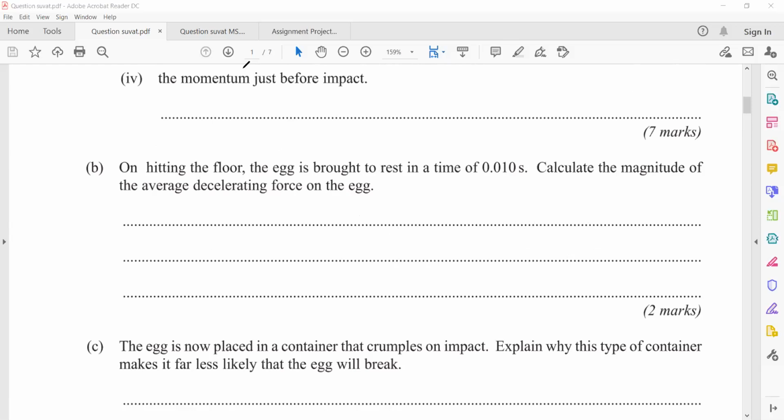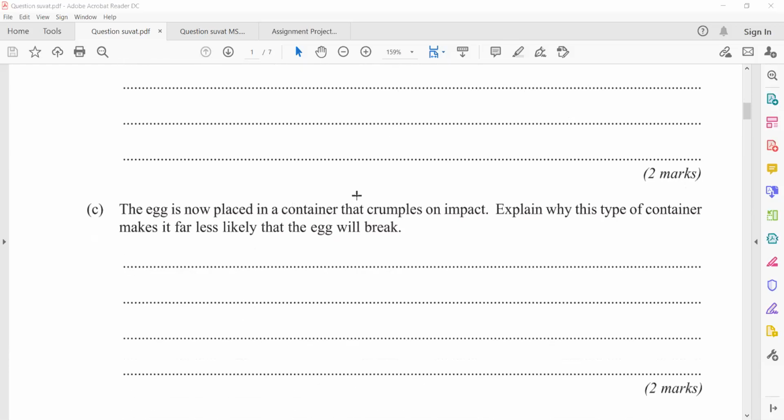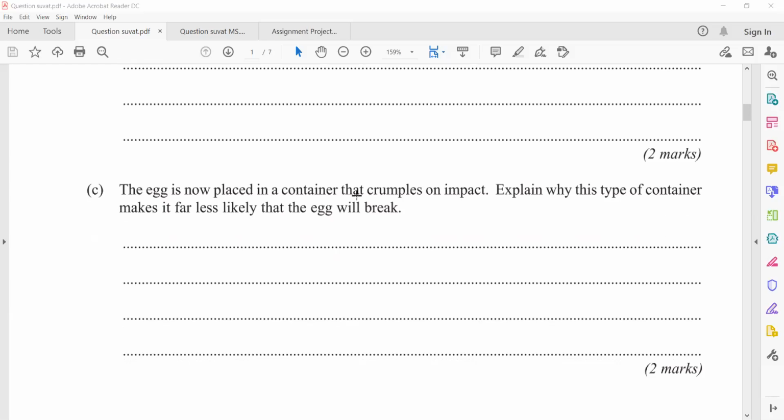Now they mention the egg is now placed in a container that crumples on impact, which means that it will deform. Explain why this type of container makes it far less likely the egg will break. Because if something crumples, it means it is absorbing energy. So when it is absorbing energy, less energy is transferred to the egg, or a smaller force is experienced. Like what happened as this egg hit, it crumples, means this will deform. So as it deforms, it is absorbing energy, so the egg will experience a smaller force.